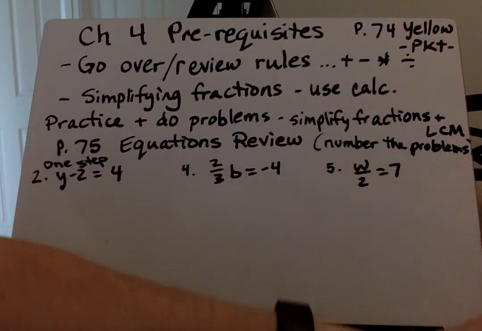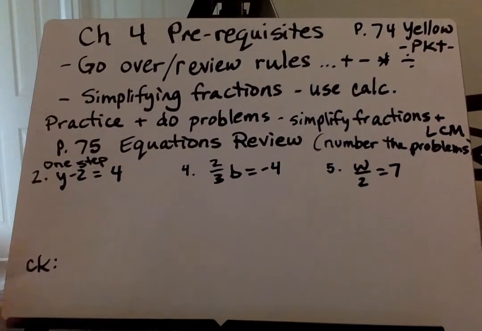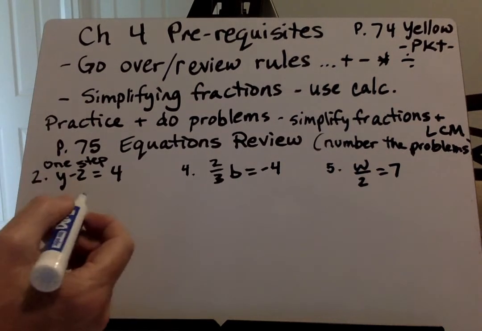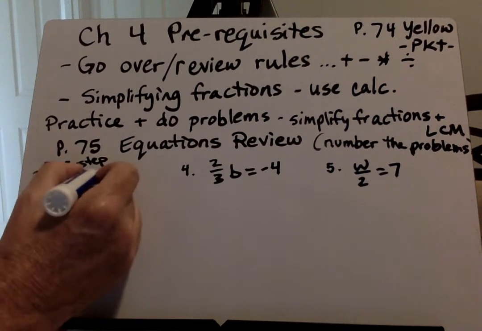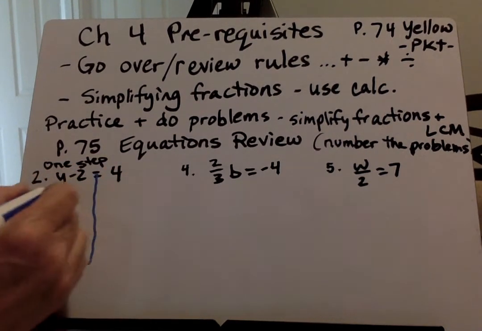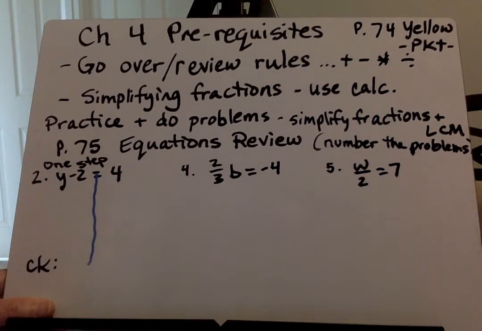Okay, I'm going to jump to page 74 or 75 and do some one-step equations for you. Go ahead and number those from 1 to 10 on that page. I'm going to go ahead and do number 2. The first thing you want to do is put a line down the equal sign, knowing whatever you do on one side of the line, you have to do on the other.